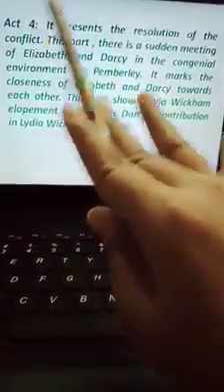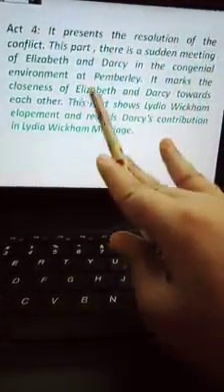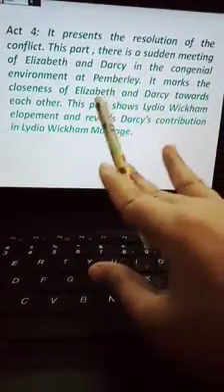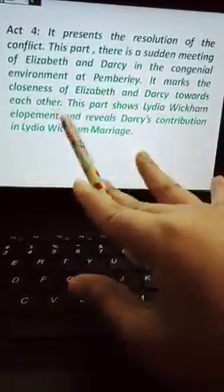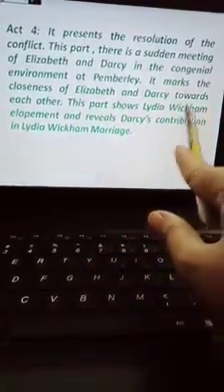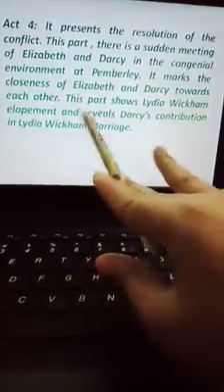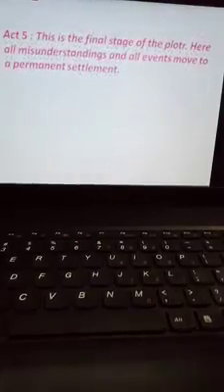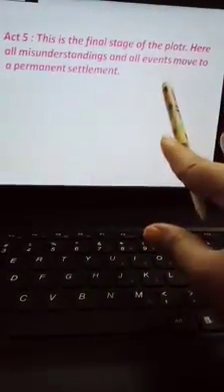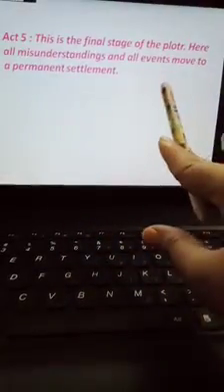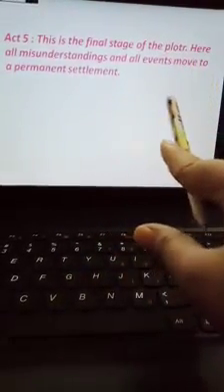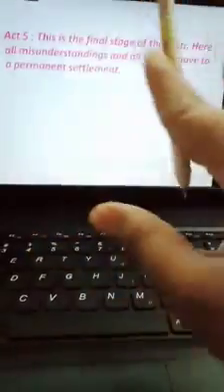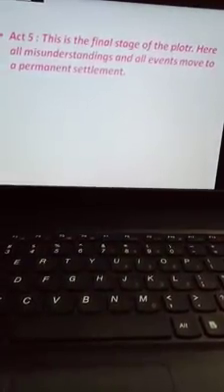Act four presents the resolution of the conflict. In this part there is a sudden meeting of Elizabeth and Darcy in the congenial environment at Pemberley. It marks the closeness of Elizabeth and Darcy towards each other. This part shows the Lydia-Wickham elopement and reveals Darcy's contribution in the Lydia-Wickham marriage. And the last one is Act five. This is the final stage of the plot. Here all misunderstandings and all events move to a permanent settlement. So this is all about the appropriateness of the title and the plot construction of Pride and Prejudice.